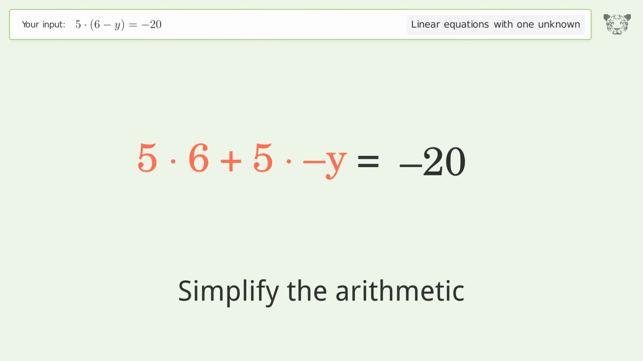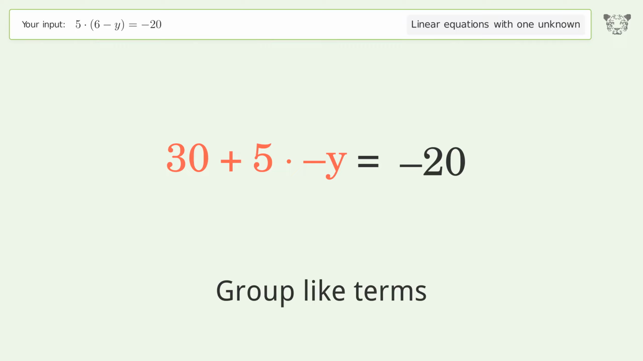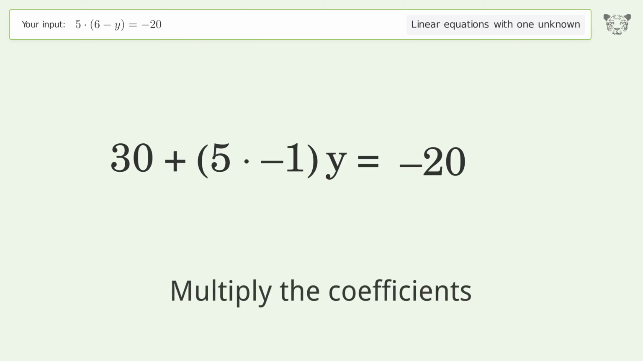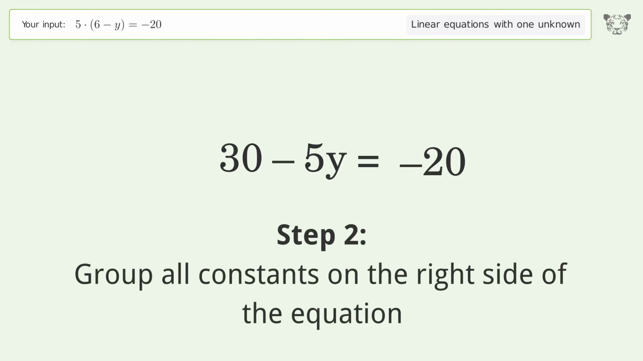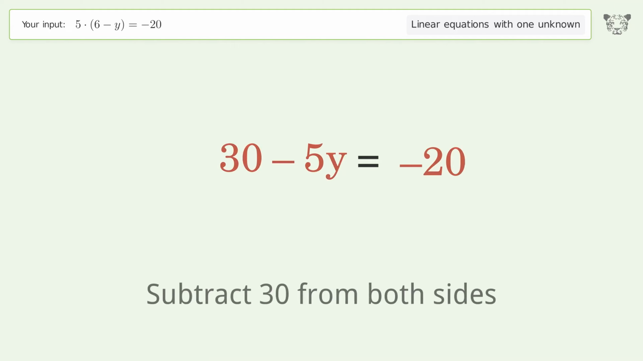Simplify the arithmetic. Group like terms. Multiply the coefficients. Group all constants on the right side of the equation. Subtract 30 from both sides.